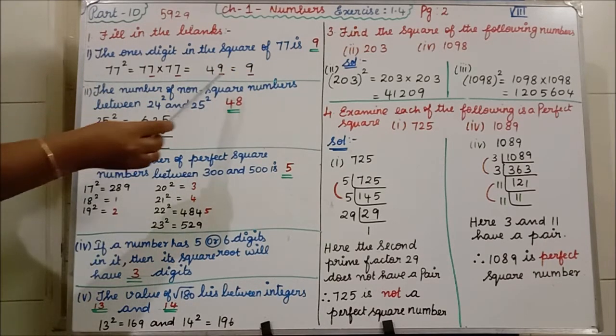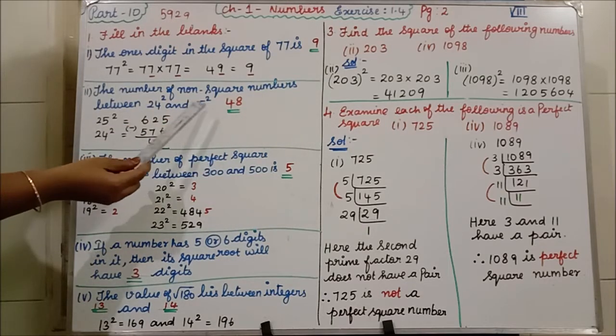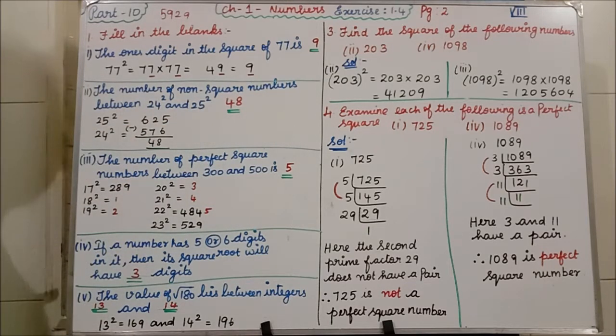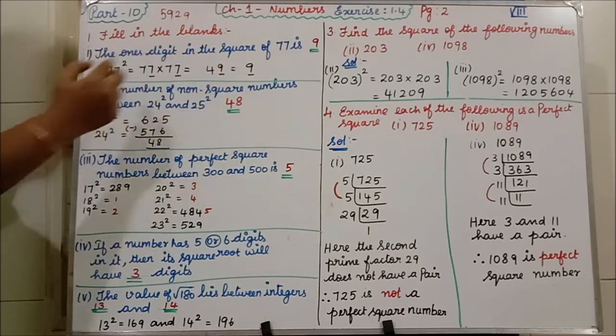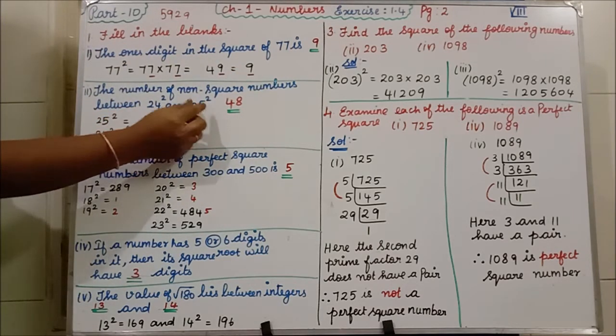The number of non-square numbers between 24 square and 25 square. Non-square number means what? Other than the square numbers, the remaining numbers are non-square numbers. Can you tell me, is 25 a square number or non-square number? Very good. 25 is a square number because 5 fives are 25. Can you tell me, is 28 a square number? No, because 28 is not a square number. Clear?